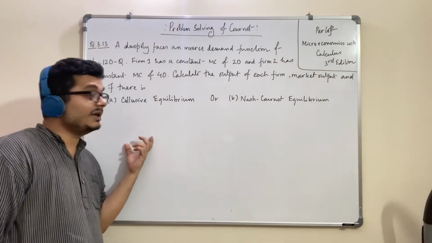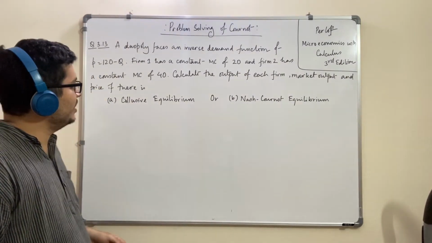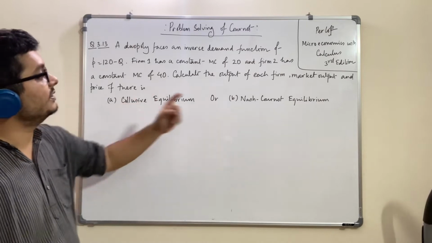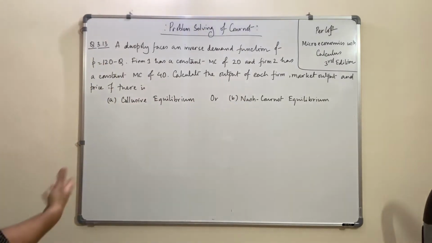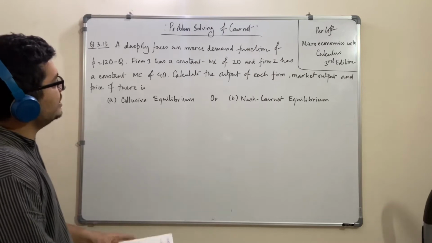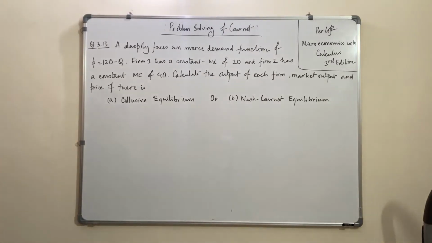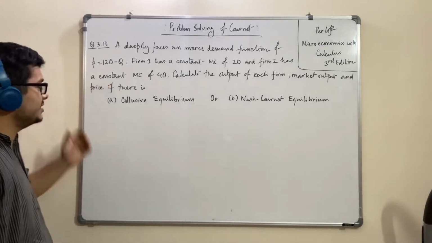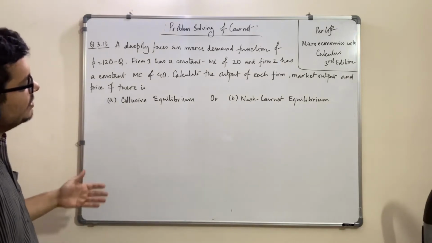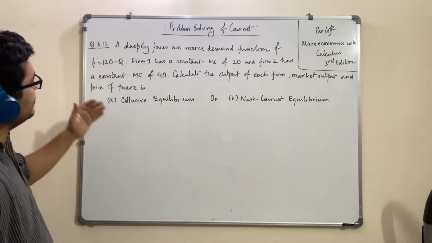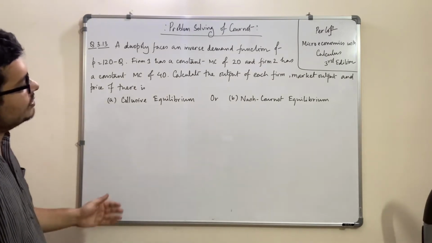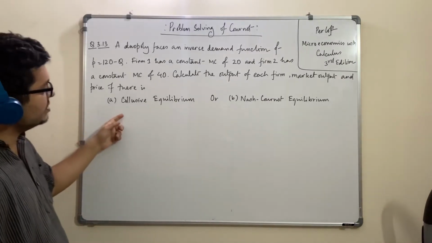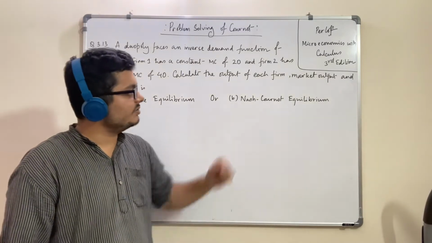is different. It is asking us to find the collusive equilibrium, as you can see here, apart from the Nash-Cournot. Okay, so let me again read it out. A duopoly faces an inverse demand function of P equal to 120 minus Q. So instead of 1, we have 120 now. Firm 1 has a constant MC of 20 and firm 2 has a constant MC of 40. Calculate the output of each firm, market output and price if there is a collusive equilibrium or B, Nash-Cournot equilibrium.